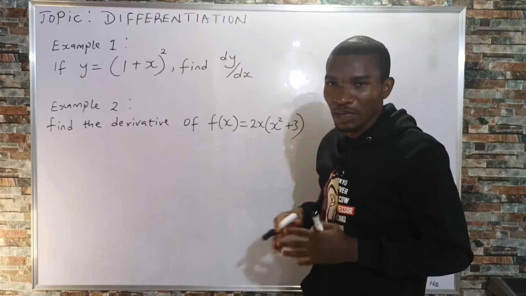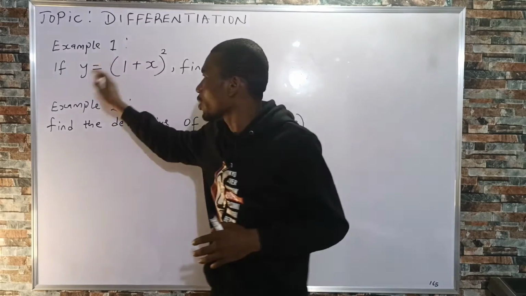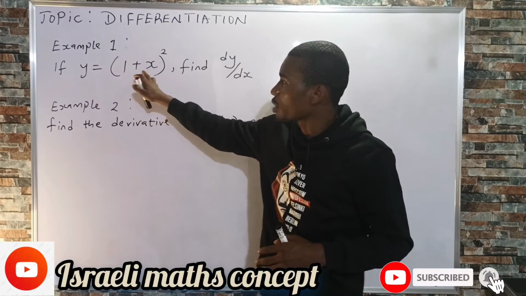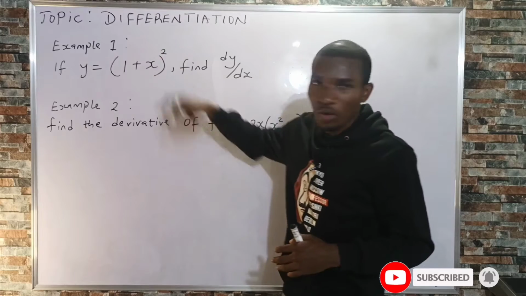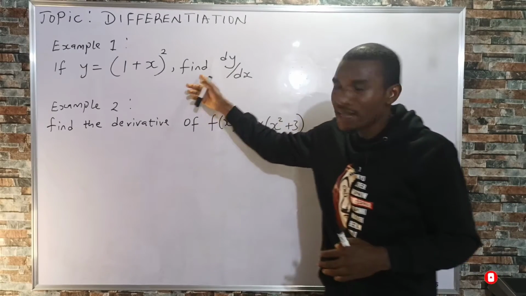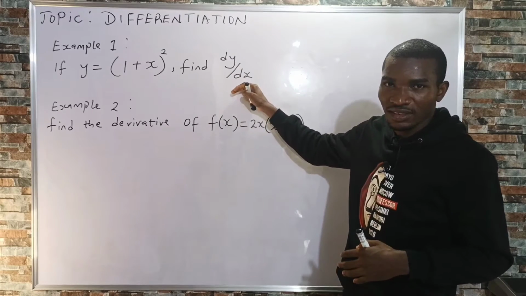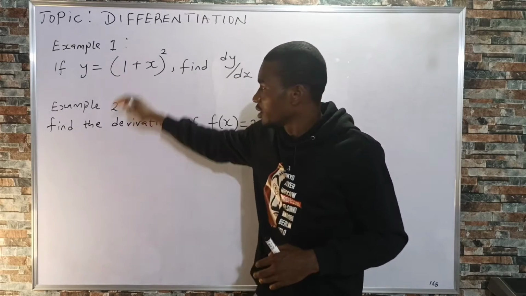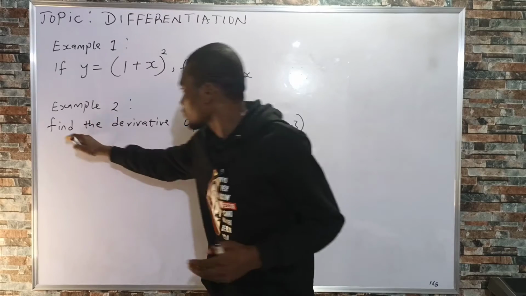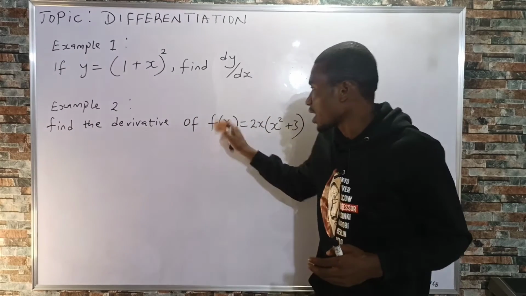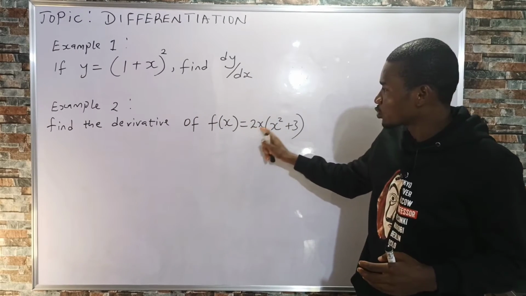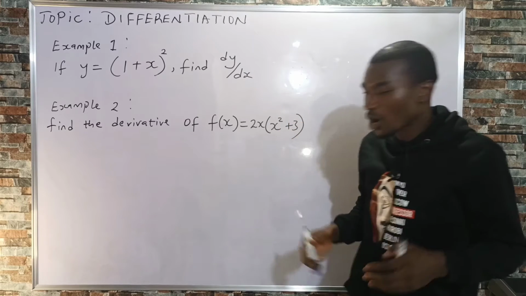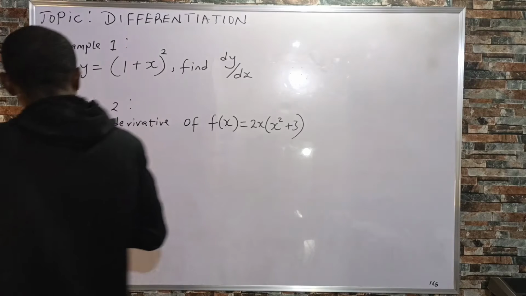Let's read out the two examples we have on the board. Example number 1 says, if y is equal to (1 + x) raised to the power of 2, we are then asked to find dy/dx. That means we are asked to find the derivative of this given function. Then for example 2, we are asked to find the derivative of f(x), which is equal to 2x(x squared plus 3). Let's go ahead to solve the two questions.